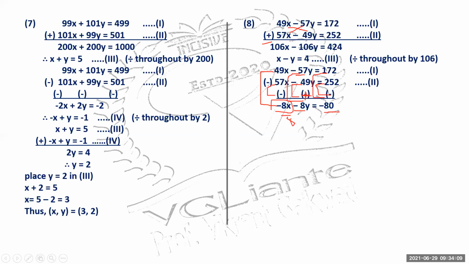So that means here 8 is the same everywhere. You can divide throughout with 8. Once you divide throughout with 8, what are you going to get? Your equation is written as x plus y equals to 10. Now, how did I write that?